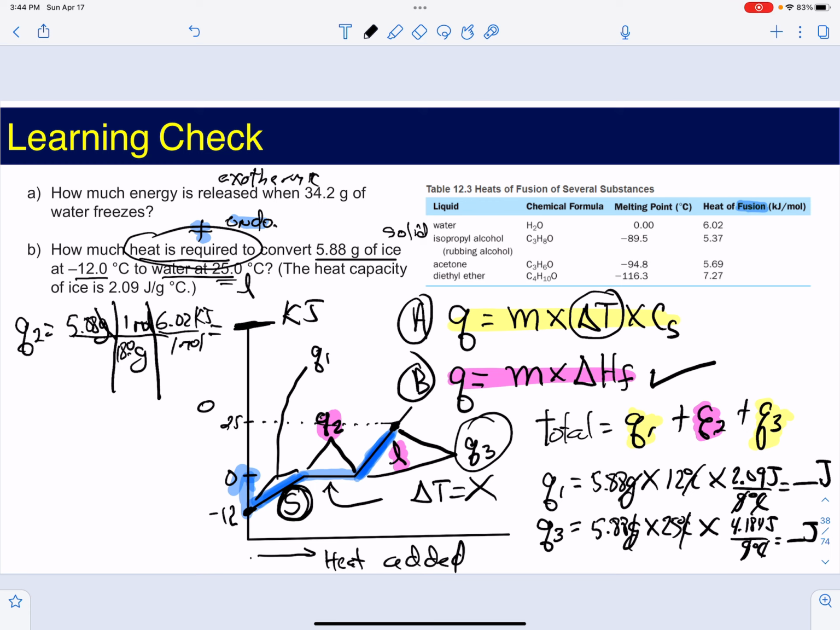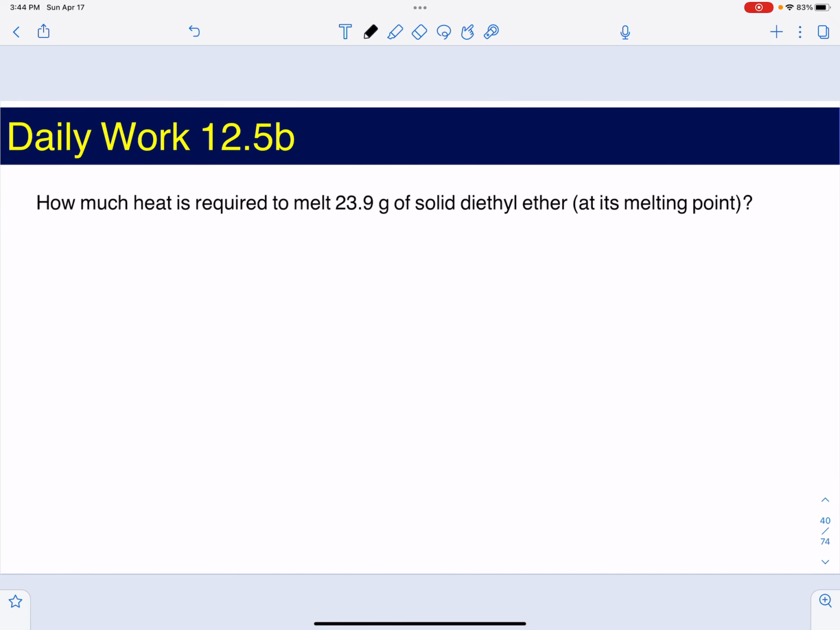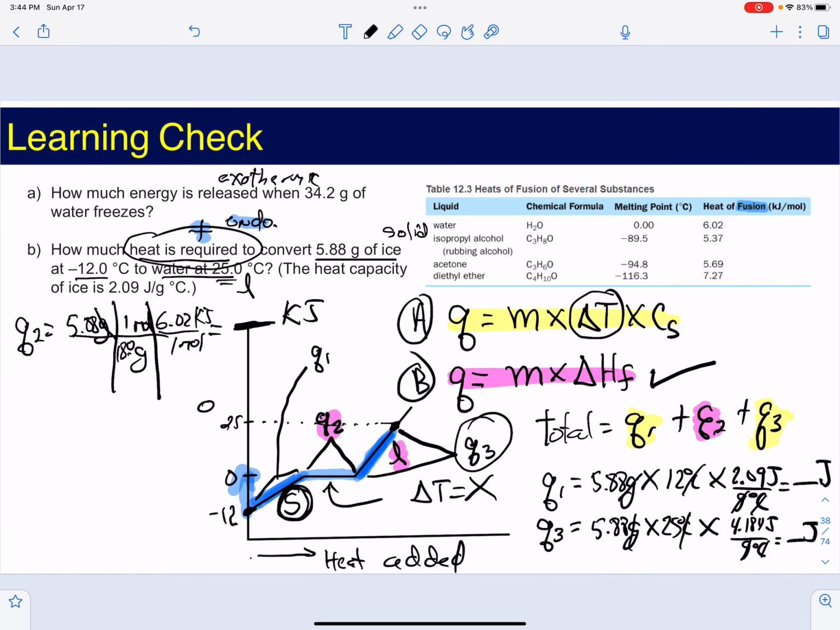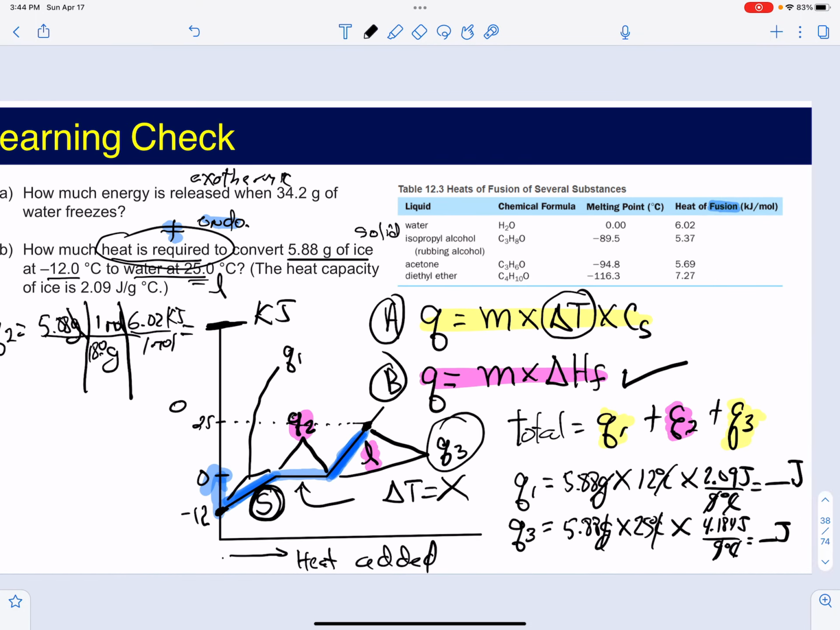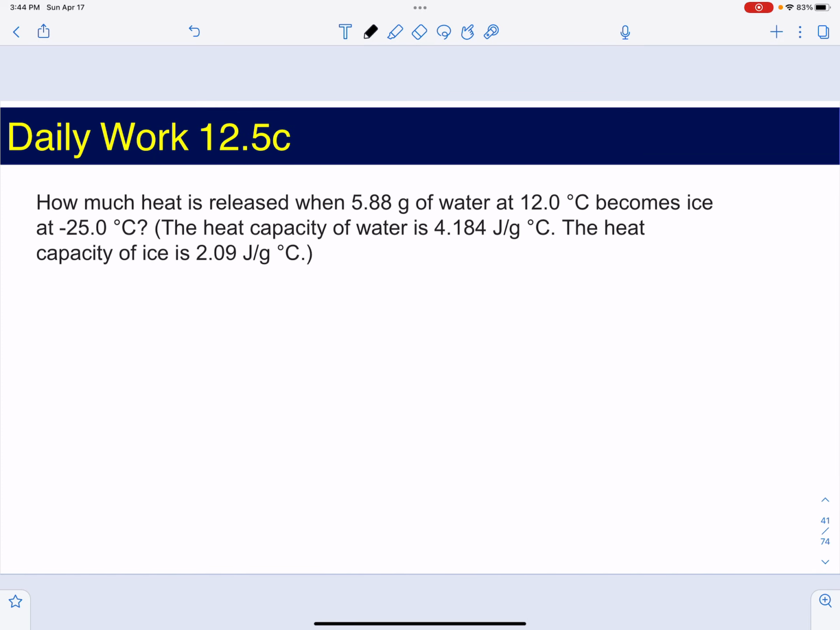So drawing a heating curve for this type of problem really helps you a lot. So with that said, go ahead and think about how we explain the movement of the particles and so on, and see if you can figure out 12.5a. Then you can do some math with diethyl ether. Remember, you have the formula with all the values right there. And after you're done with that, then you can do a problem similar to the one I did.